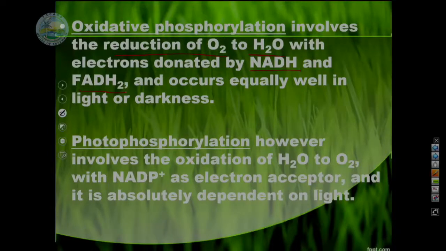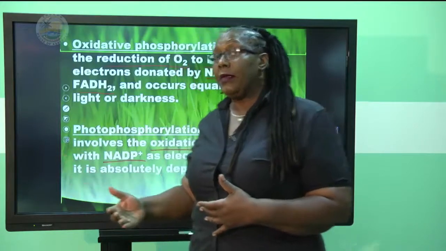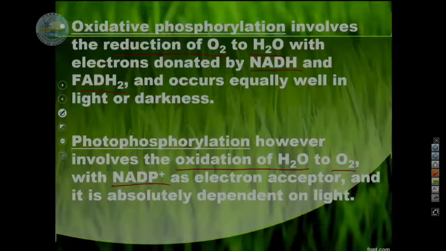Photophosphorylation, however, involves the oxidation of water to oxygen with NADPH as the electron acceptor, and it is absolutely dependent on light. So like I said, we would have met photophosphorylation within the process of photosynthesis. And if you recall, we had to split water, and water had to be converted to oxygen, and the energy that was released from the water is now going to be used in the process of finally forming the ATP. So it involves the oxidation of water to oxygen, and of course the hydrogen ions and the electrons given off.